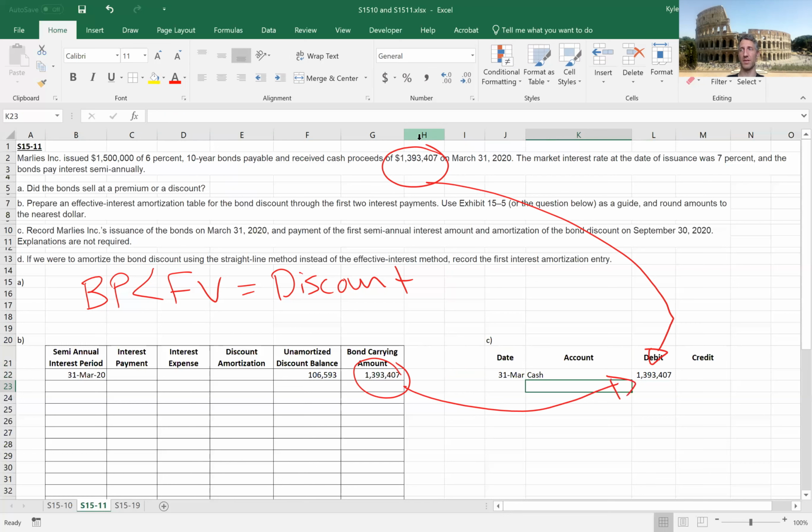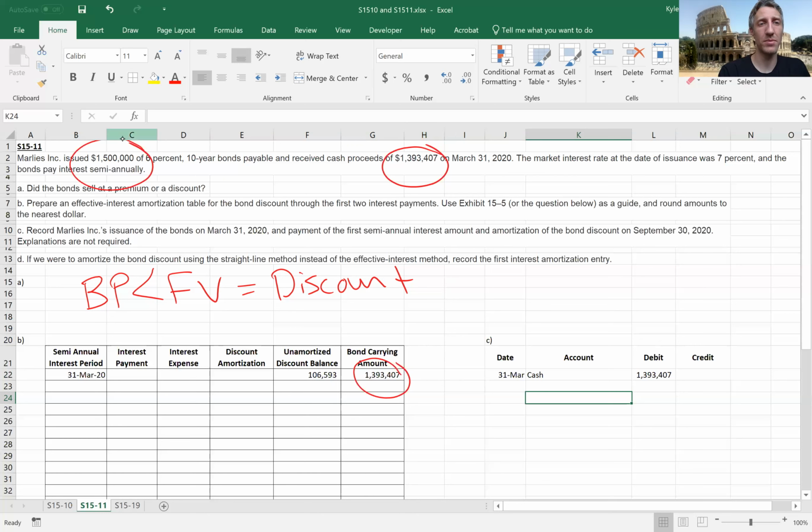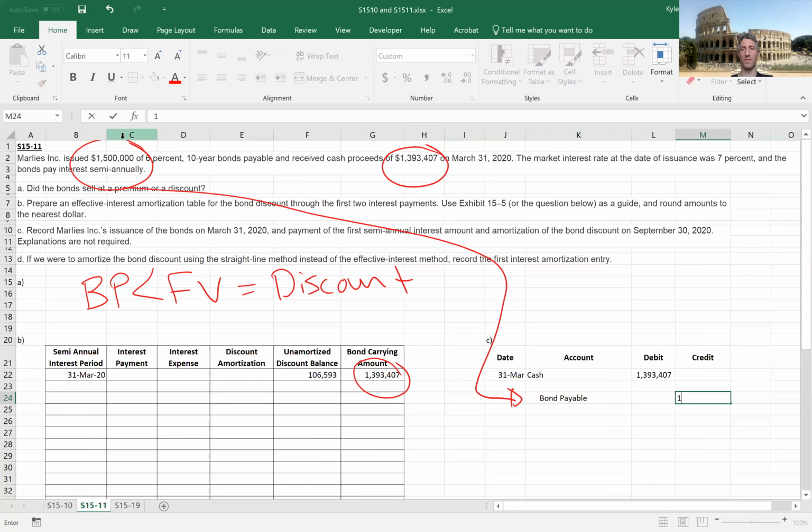So what else is happening here? Well, I know that bonds are kind of like big IOUs. At the end of the IOU, or at the end of the term of the bond, the borrower has to pay the lender, the bond holder, the face value of the bond. So they're going to have a liability in the amount of the face value. So I'm going to set up a bond payable, $1.5 million.